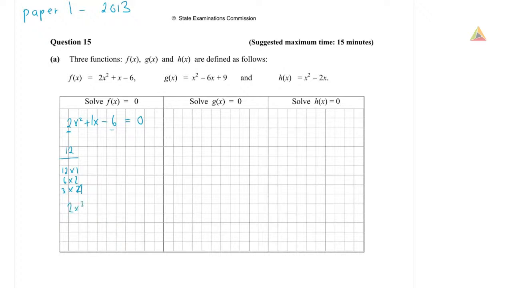So 2x squared, and I'm going to rewrite it as plus 4x minus 3x minus 6 equals 0. And then what we do is we're going to factorize by grouping. So take out what's common here, so 2x. What multiplied by 2x gives me 2x squared? It's going to be x, plus what multiplied by 2x gives me 4x? It's going to be 2.